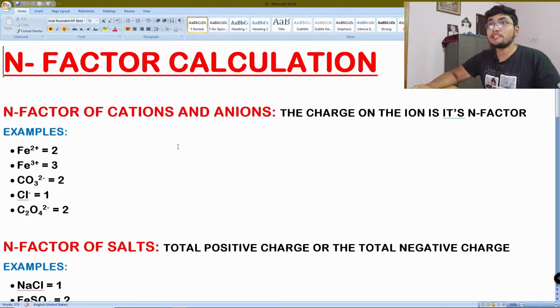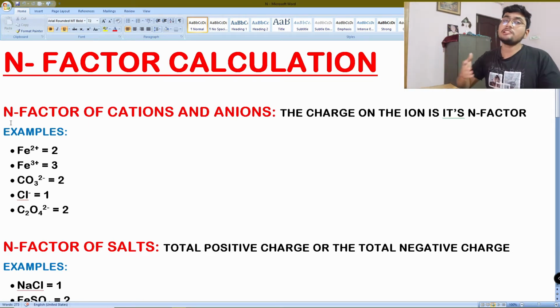As you can see, the heading is n factor calculation. First of all I am going to discuss the calculation of n factor of cations and anions. So what is the n factor of cations and anions? Basically the charge on them. The charge which the anion or cation is containing, that is the n factor of that ion. So that's what I have written also, that the charge on the ion is its n factor. Let us see some examples, then it will be more clear.